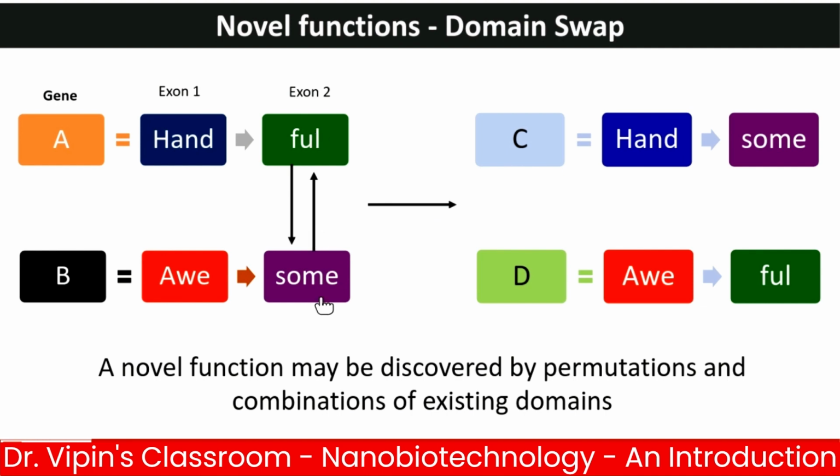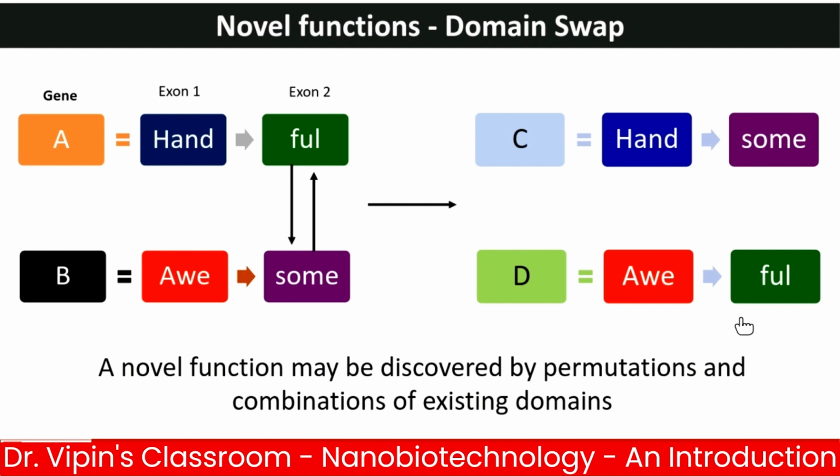So you are basically exchanging the exon 2 between these two genes. And now what happens is you have an altogether new protein, which is handsome. And then you have another protein here where the exchange has happened. This is awful. So these are basically two new proteins with an altogether different function. I'll use the analogy of words. Basically, words have different meaning. Likewise, the proteins that you get after domain swap have altogether different functionality.